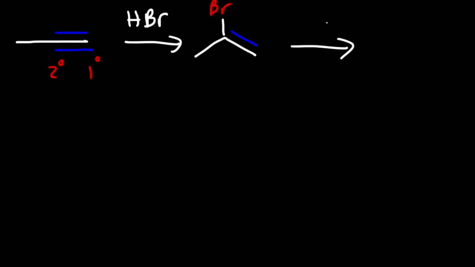Now, what's going to happen if we add HBr again? The double bond will go to a single bond. Now, the second bromine atom will still go on the secondary carbon. The reaction still proceeds with Markovnikov regiochemistry. So we get this product.